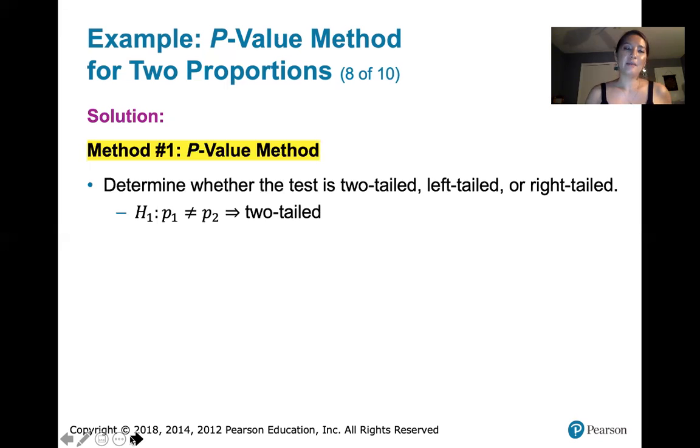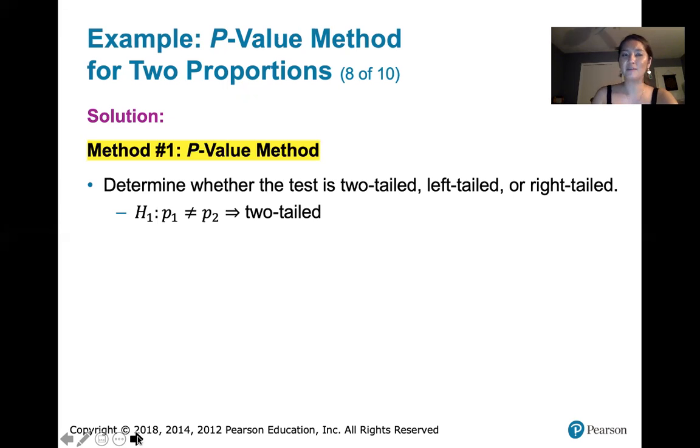Since the alternative hypothesis includes that not equal to sign, we don't care if P1 is greater than P2 or P2 is greater than P1. If they're not equal, that's good enough for us. So we don't care if we're off on the left or on the right. If the value of P1 minus P2 is significantly different from 0, then we're going to say that's enough to reject the null hypothesis. And we don't care if we're significantly high or significantly low in this case with a two-tailed test.